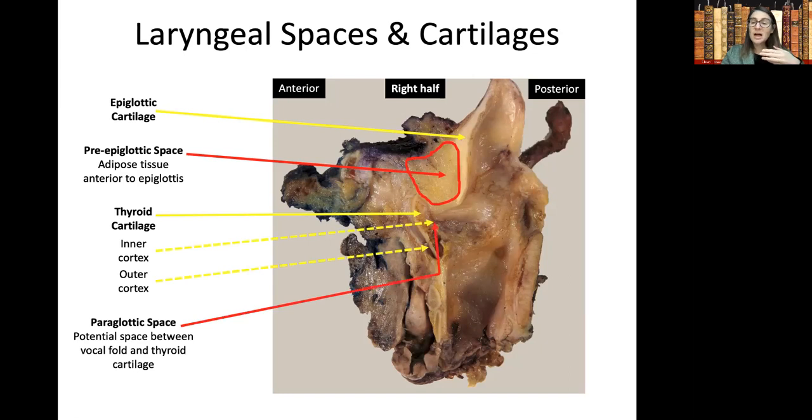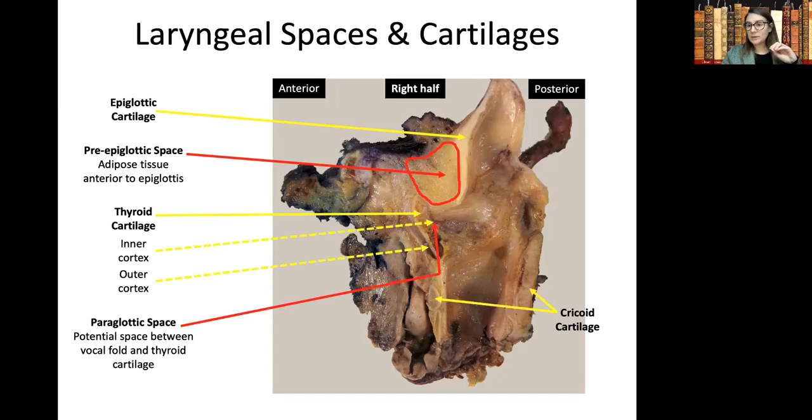You have the paraglottic space, which is a potential space between the vocal cord / mucosa and the thyroid cartilage. So this isn't a very large space as the pre-epiglottic space is. It's quite small and mostly a potential space.